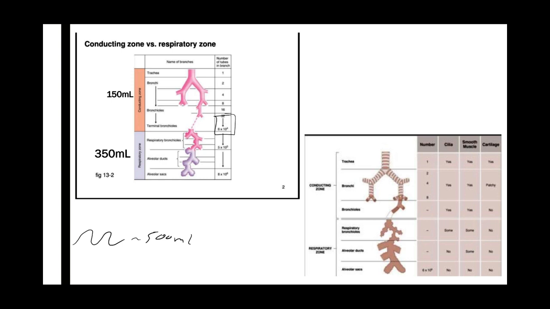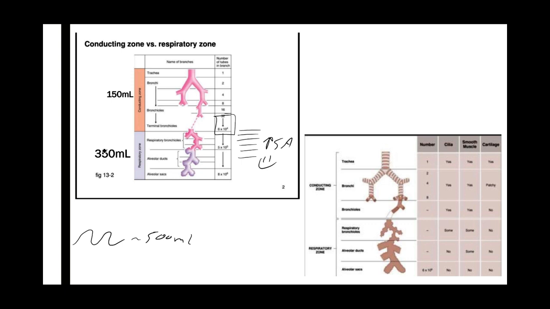See this right here? It goes from 32 to like 6 times 10 to the 4th. I've always had trouble conceptually understanding this, but basically there's a bunch of parallel branching that happens, and that allows for an exponential increase in the surface area. Which is good, right? Because more surface area means more alveolar surface, which means more gas exchange.